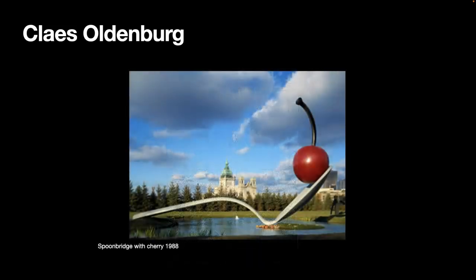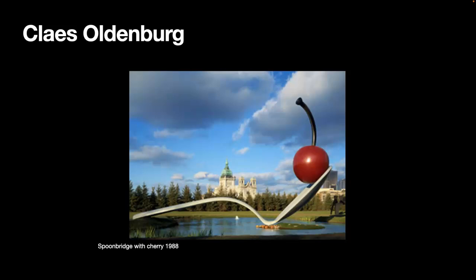This is another piece called Spoonbridge and Cherry. The cherry and the spoon is the brainchild of Oldenburg and his wife, Coosje van Bruggen. It was created in 1988. The sculpture is a playful representation of everyday objects, transforming a cherry and a spoon into a monumental form. The cherry perched atop the shiny spoon is a vivid red, while the spoon's handle gently curves, inviting visitors to explore the sculpture from different angles. Beyond its playful appearance, the cherry and the spoon carries a deeper meaning. The artist intended for the sculpture to be a celebration of the intersection between art and everyday life.